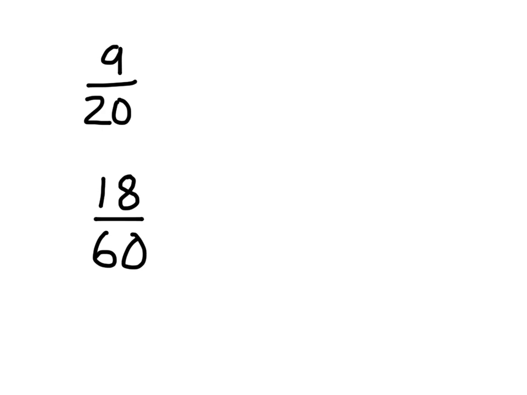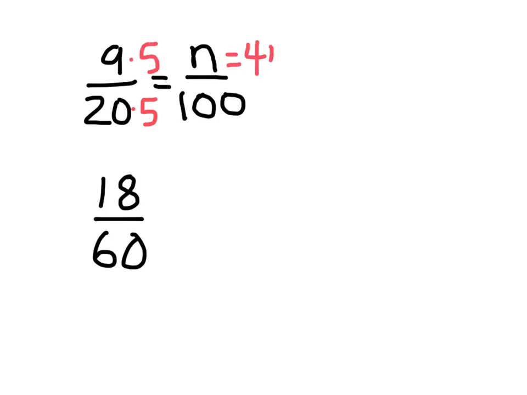All right, so let's go ahead and see what we got. So 9 over 20. This would equal n over 100. Again, 20 is a number that multiplies evenly. 20 goes evenly into 100. It goes 5 times. So 20 times 5 is 100. 9 times 5 is 45. Therefore, 9/20 is the equivalent of 45%.